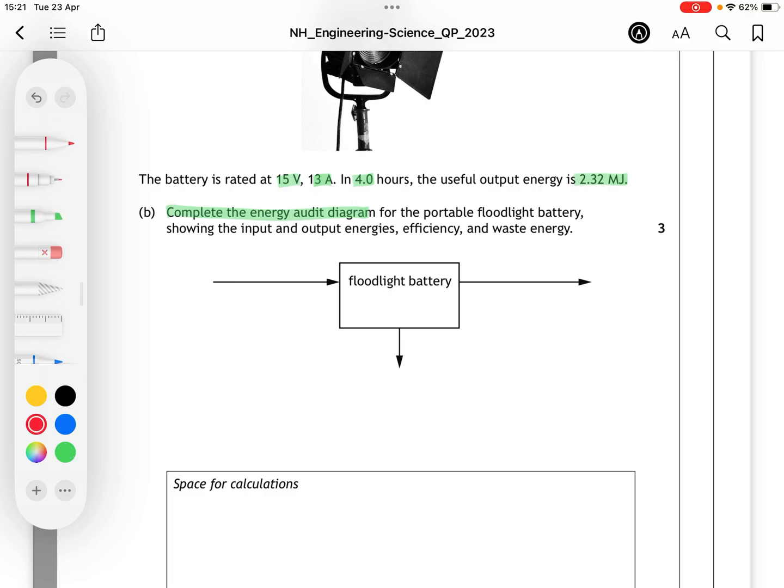So the first thing we can do is we can say that we know actually what the output energy is because we've been told that. So we can say here that our output energy is 2.32 megajoules. We don't know our input energy yet, but we can calculate that, and that means we should be able to calculate our waste energy as well.